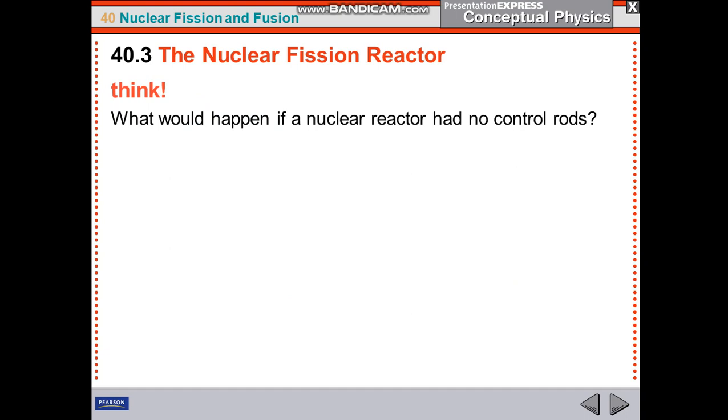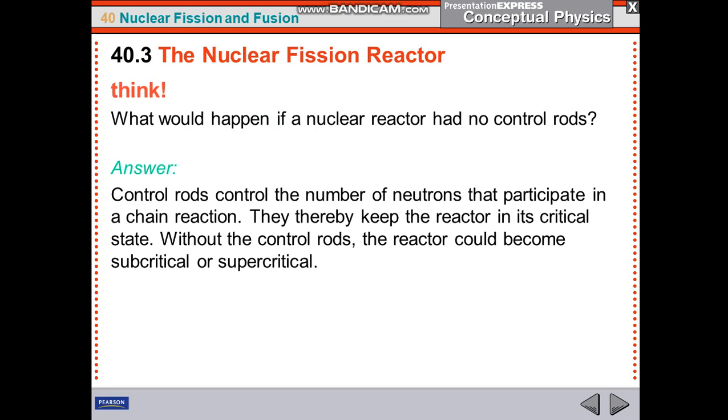Okay, there is a question here. What would happen if a nuclear reactor had no control rods? What is the answer? Control rods control the number of neutrons that participate in a chain reaction. They thereby keep the reactor in its critical state. Without the control rods, the reactor could become subcritical or supercritical.